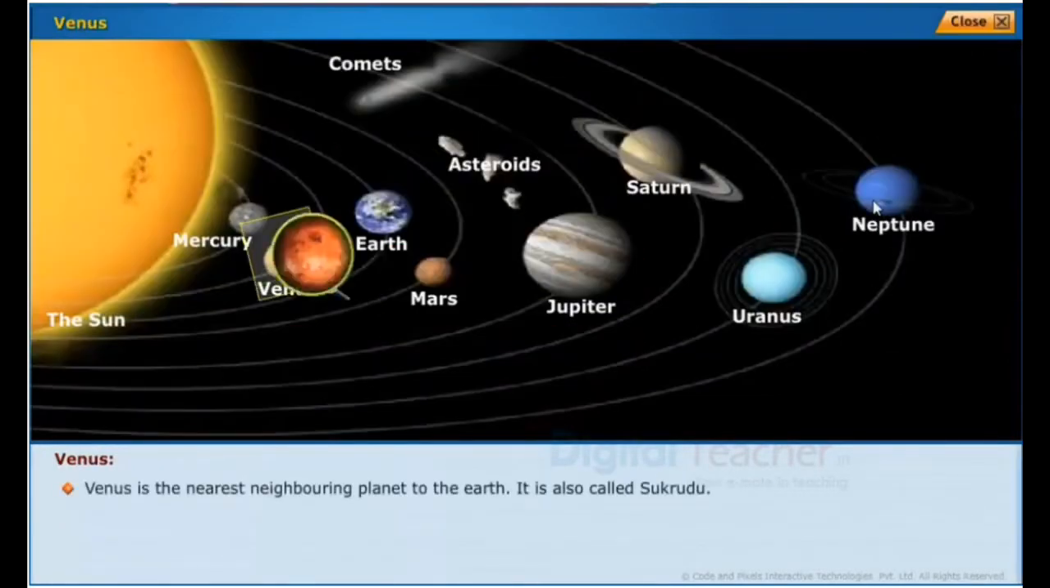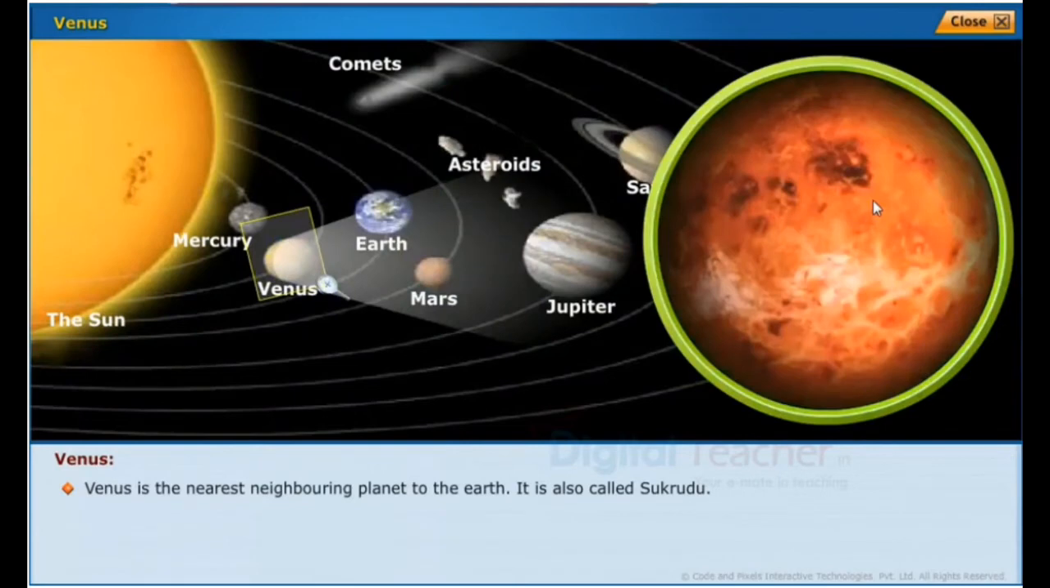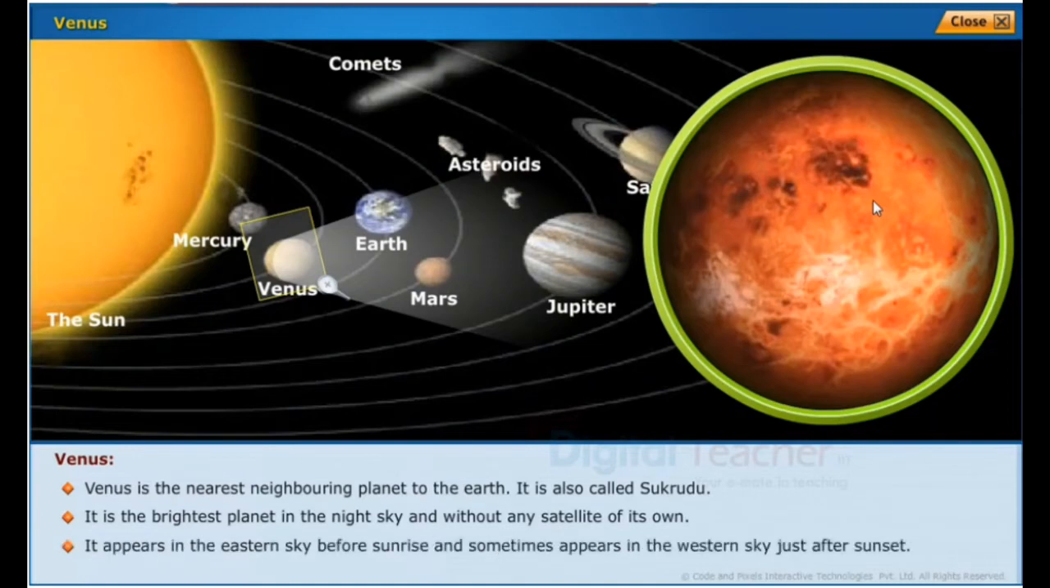Venus. Venus is the nearest neighboring planet to the Earth. It is also called Sukrudu. It is the brightest planet in the night sky and without any satellite of its own. It appears in the eastern sky before sunrise and sometimes appears in the western sky just after sunset. Hence, it is called a morning or evening star even though it is not a star.